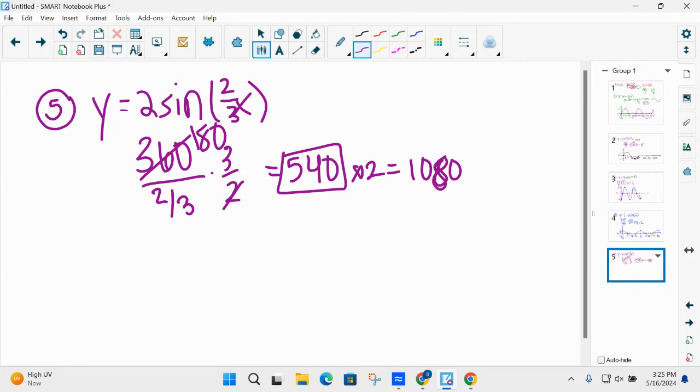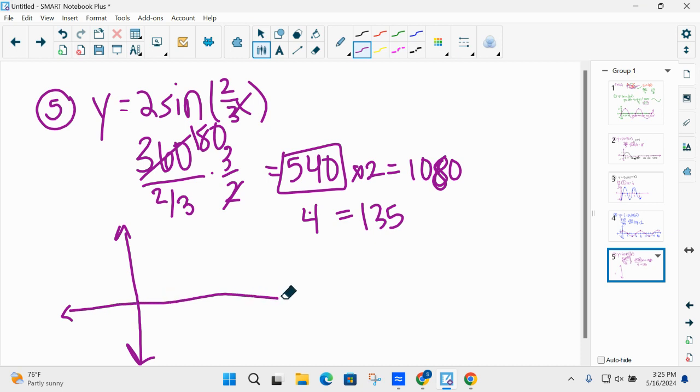And then the amplitude is 2. Remember, we divide that by 4. So if you divide 540 by 4, you would get 135. So 135 is the length from one point to the next. Those are our intervals. I wouldn't necessarily put it in 135s. I would go in 45-degree increments. That's what I did when I made this. So I'm going to make this a little bit extra long. This is amplitude of 2. So I'm going to go up to 2 and negative 2.